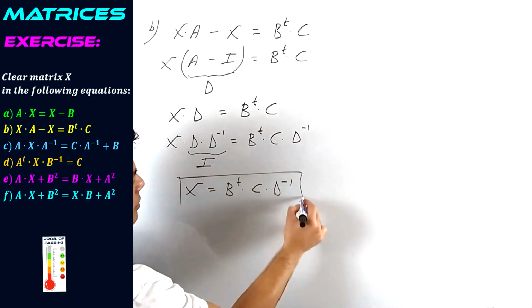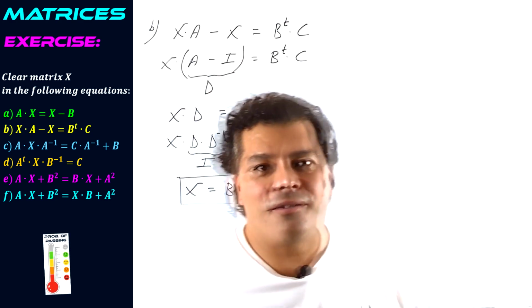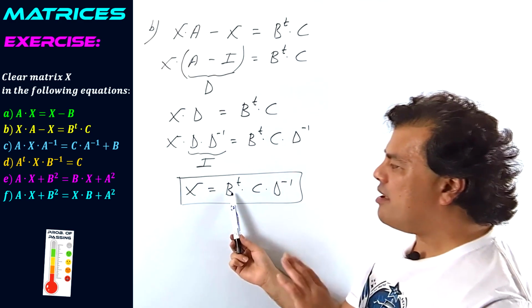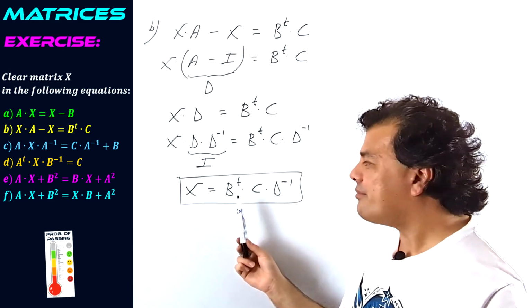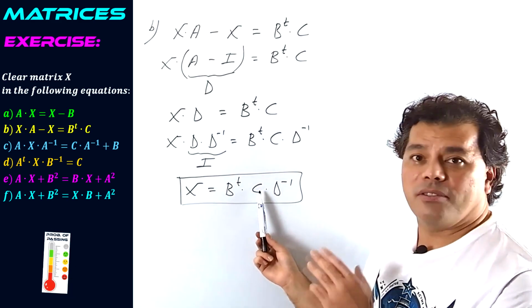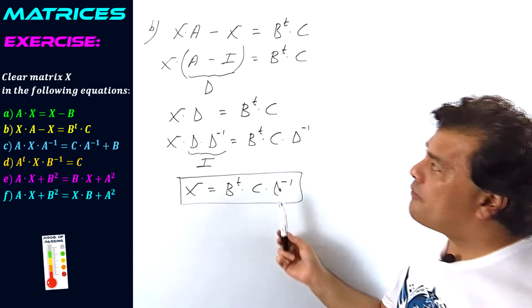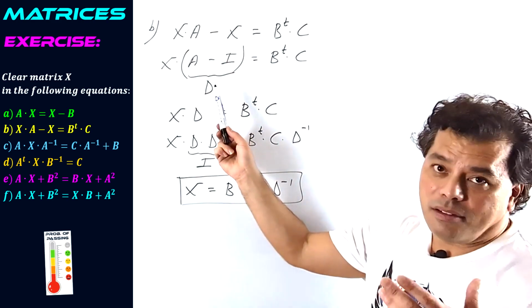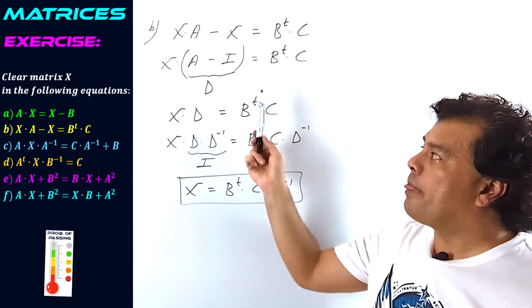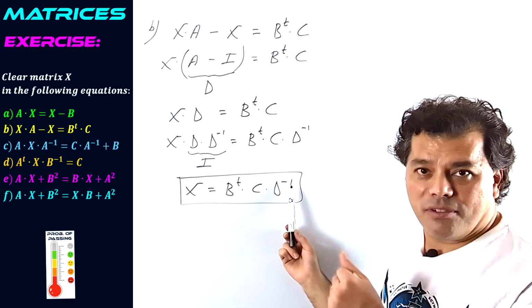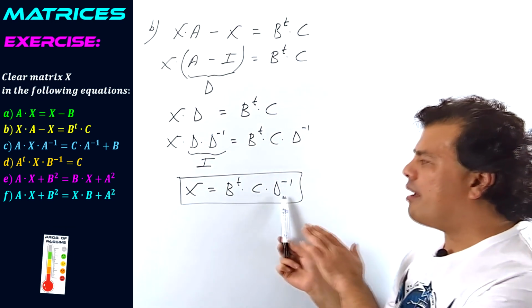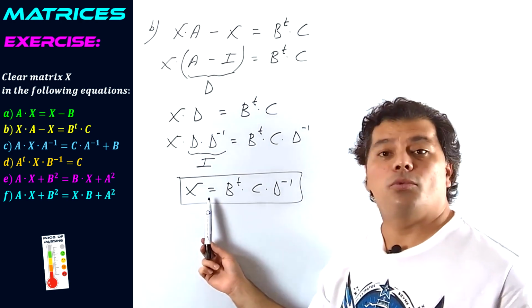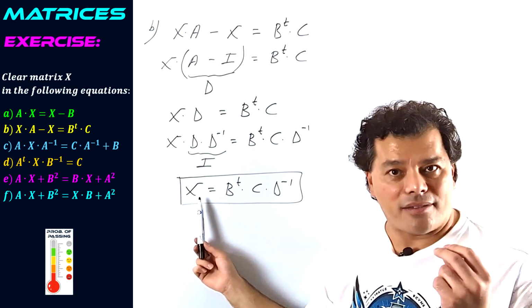Now we should take a look at the statement in order to find matrix B and transpose it. Multiply it by matrix C. Then form matrix D, it's just A minus I, and invert matrix D. And then multiply these three terms, and this would be the solution for matrix X.